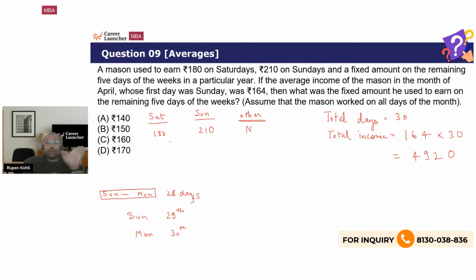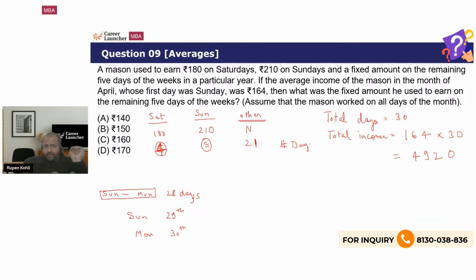Now, for me, all that matters is Saturday, Sunday, and other days. How many Saturdays are there? 5. Sorry, my bad. 4. Sundays are 5. There are 4 Saturdays, right? But there are 5 Sundays because there was that extra Sunday that came in. So 4 and 5, 9 days over here, and then 21 days will remain over here.